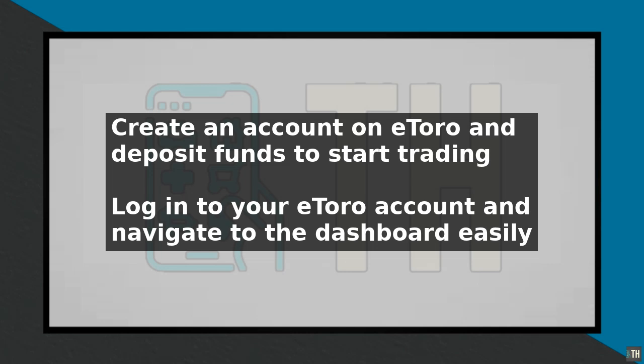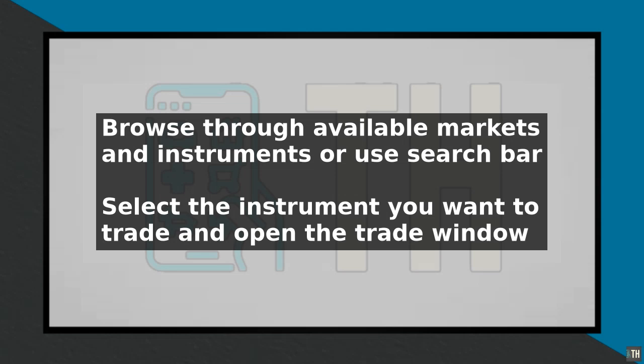First, log into your Etoro account and navigate to the dashboard. Here, you will see a list of available markets and instruments. You can browse through the different categories or use the search bar to find a specific instrument. For example, if you want to trade Apple stocks, simply type Apple in the search bar and select the Apple stock from the search results.